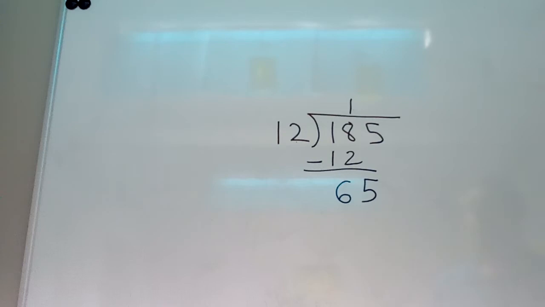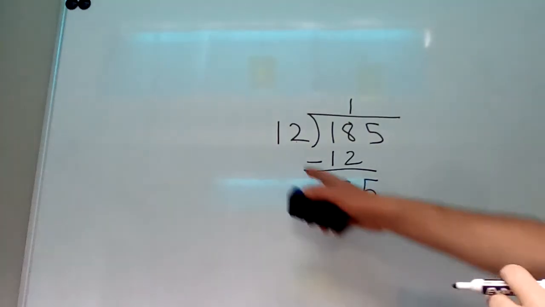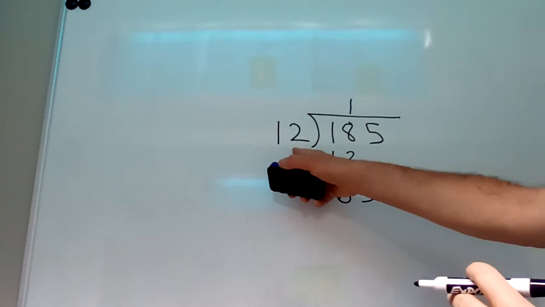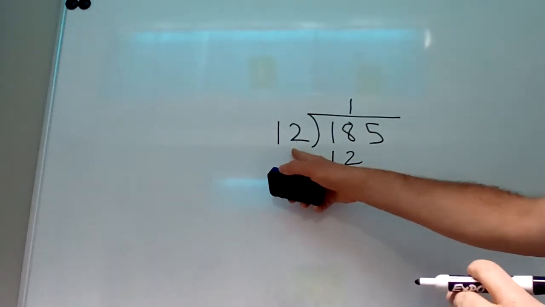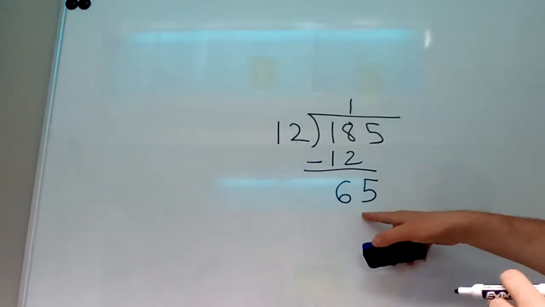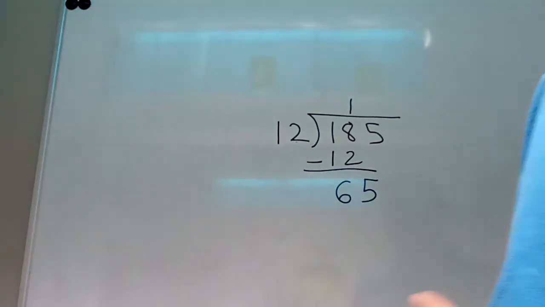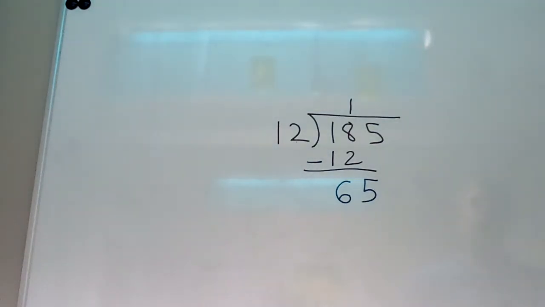Now, this is another one. You may not know off the top of your head how many times 12 will go into 65 without going over. So here again, you could try to estimate: what's 12 close to? 12 is just a little bit more than 10, and 10 times 6 is 60. So 6 may work, or it may be too big. Let's try it and see.